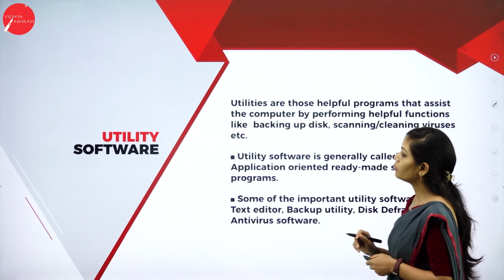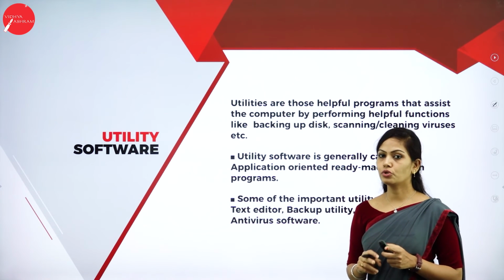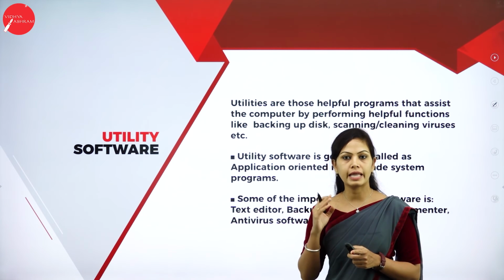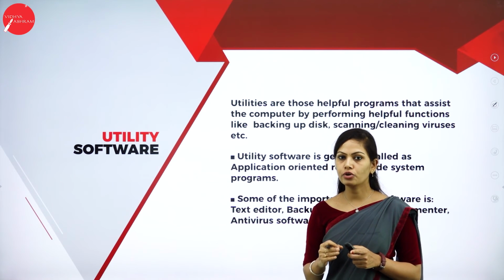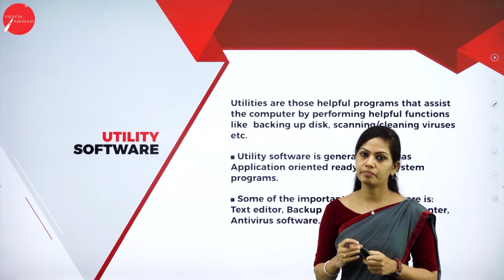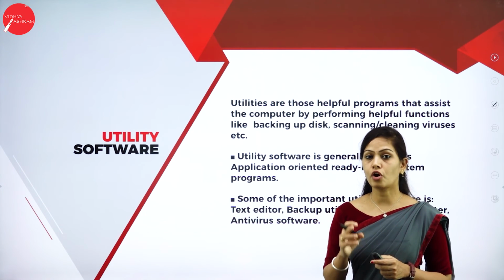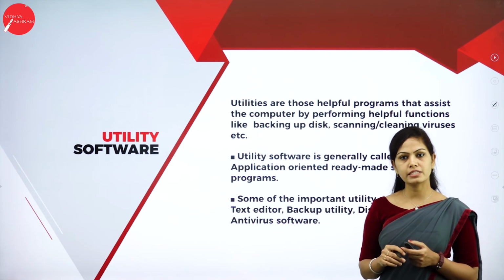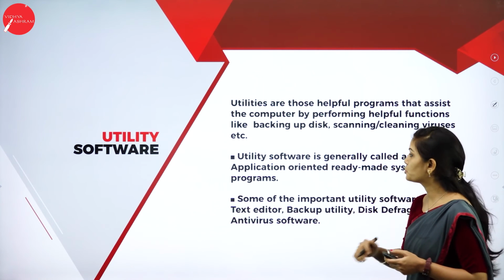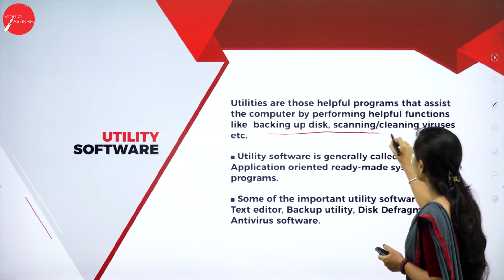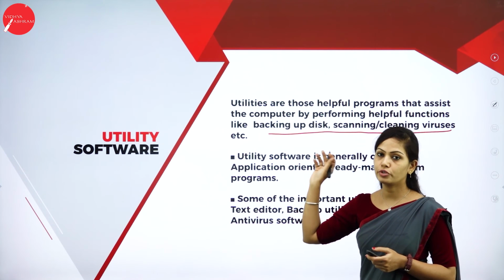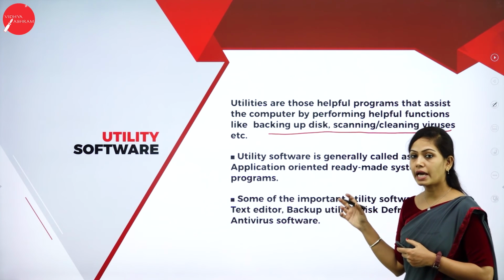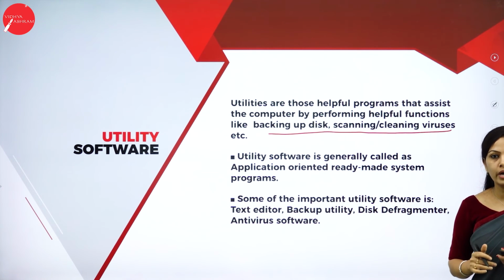And the next topic is utility software. Already I told you about utility software. System software can be classified into language translator, linker and loader, and utility software. We have different utility software such as backup software and antivirus software. So what is utility software? Utility software helps with backing up disks, scanning and cleaning viruses. It helps to back up the system, and it can scan and clean viruses.